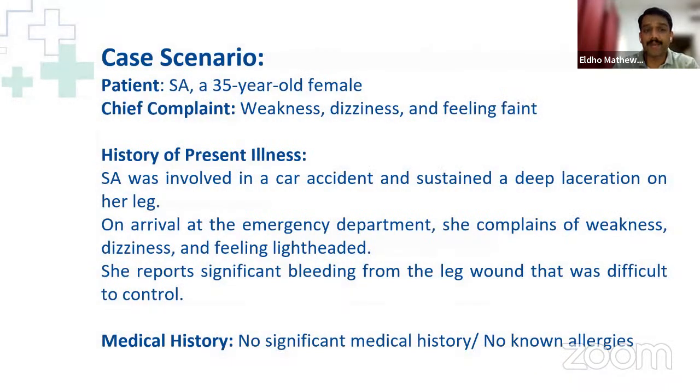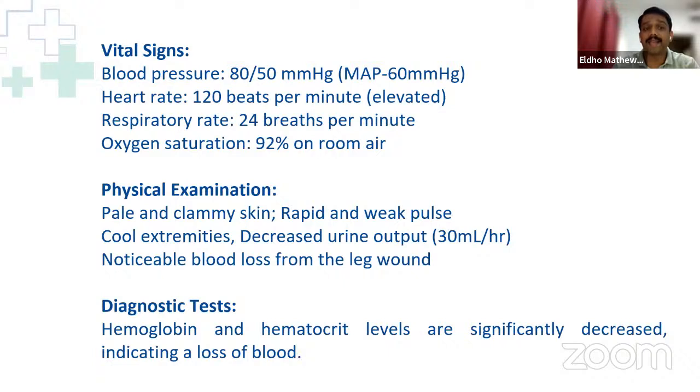Coming to a case scenario, a 35-year-old female, SA, was admitted with complaints of weakness and dizziness. She had a history of a car accident with a deep laceration on her leg. On coming to the emergency department, she complained of weakness, dizziness, and feeling lightheaded. There was uncontrolled bleeding from the wound, and she has no past medical or medication history. Her vital signs were BP 80/50 with a MAP of 60 mmHg, heart rate 120 beats per minute, respiratory rate 24 per minute, and oxygen saturation 92 percent.